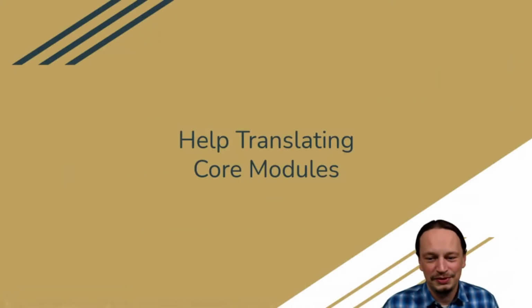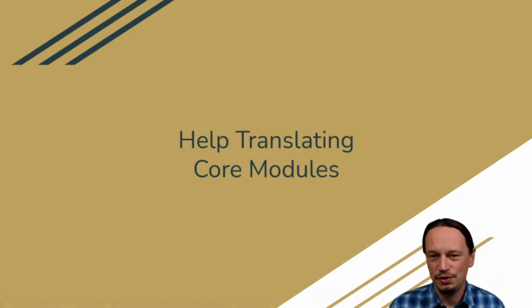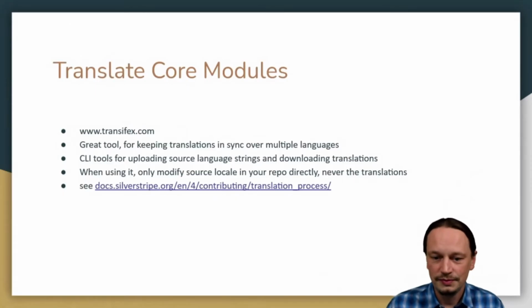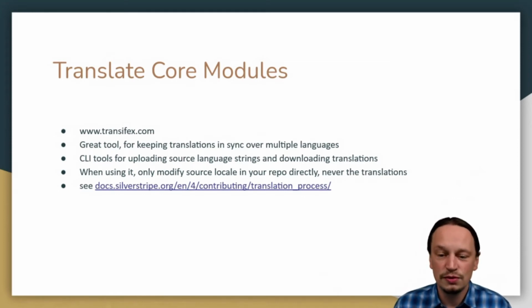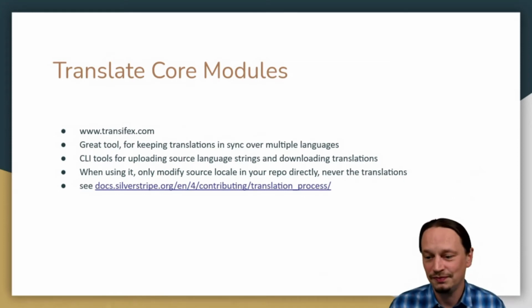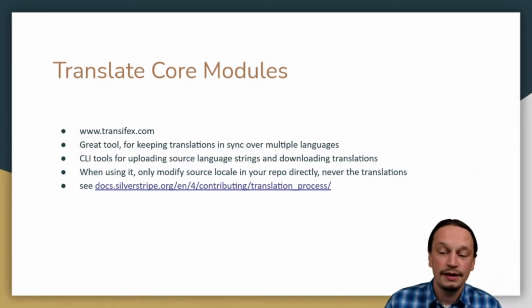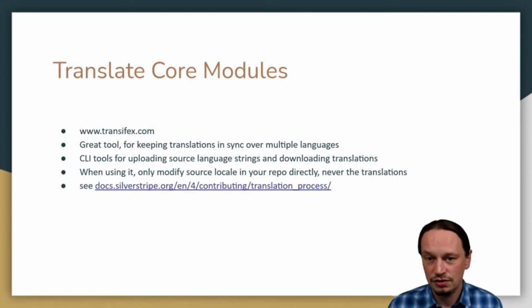So, how can you actually translate core modules or help translating other modules? Most modules and all core modules use an external tool called Transifex. It's available on transifex.com, and it's a really great tool to keep translations in sync with multiple languages. It has CLI tools for uploading the source language strings and for downloading all the translations before you make a new tag release.